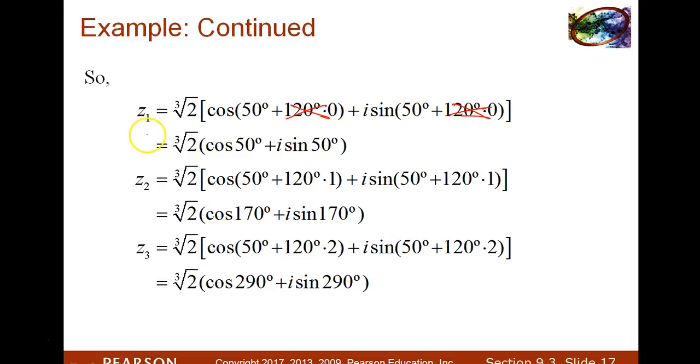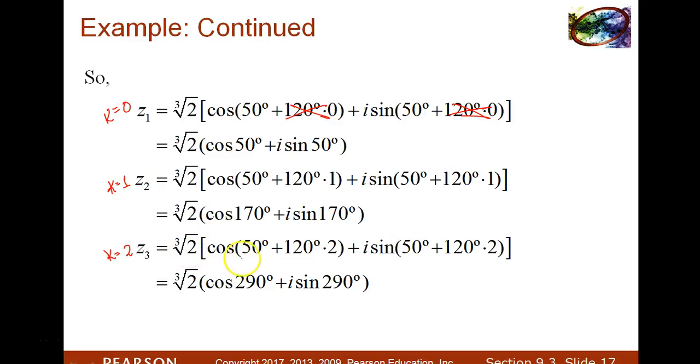And so my first root, when k is equal to 0, my starter, is kind of like when you solved and you got that first solution and then you started to add on to that. So my first root, when k is 0, is the cubic root of 2 times the quantity cos 50 plus i sine 50. Tick around to 1. Well, 1 times 120 is 120. Both of those will get added on to the 50. So now I've got the cubic root of 2 times the quantity cos 170 plus i sine 170. That's my second root. Third root, when k is 2.